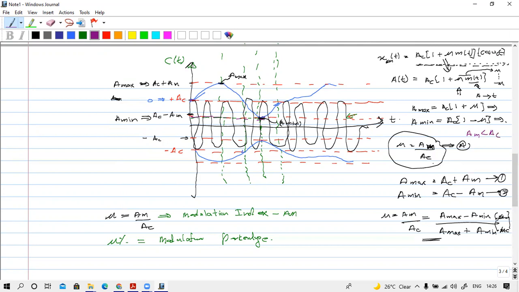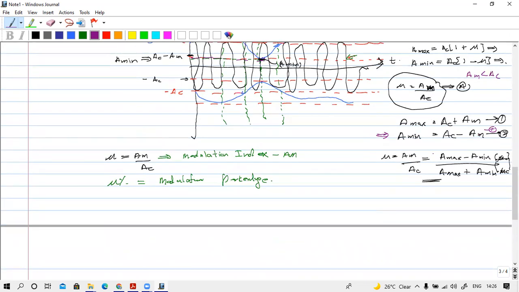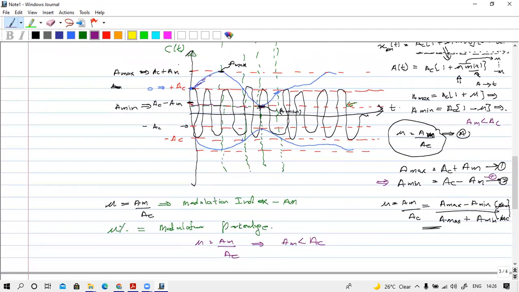Then if we consider this minimum point, this is AC minus AM, so you will get the plus value here. So you will get the envelope like this. At that time AM should be less than AC. So here mu is equal to AM by AC. If AM is less than AC, you will get this kind of envelope. So this is the correct envelope actually.